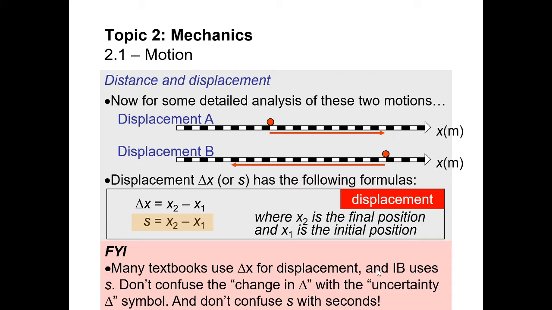For IB students, they have to be careful because they study uncertainties in section 1.2, which the non-IB students don't necessarily cover. The uncertainty symbol looks like the delta symbol. Here, s is a quantity, it's not the label for the unit. For time, s is seconds, but for the quantity in the formula, it's displacement.